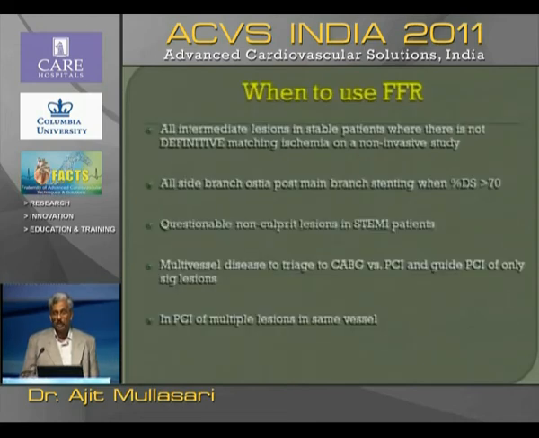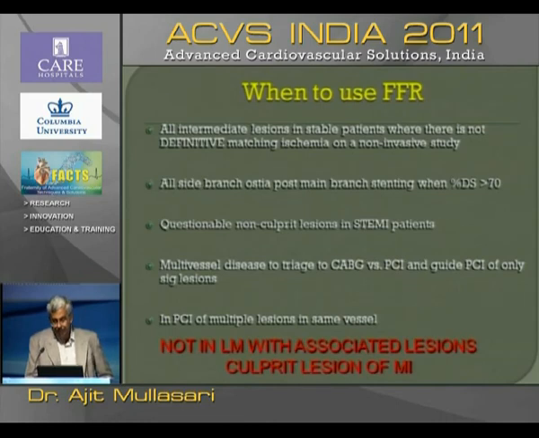And today, an important issue to look at is late stent malapposition, especially in the BVS era. So when do I use FFR? I use FFR in all intermediate lesions in stable patients where there is no definite matching ischemia in a non-invasive study. Also for side branch ostia post main branch stenting when percentage stenosis is more than 70, questionable non-culprit lesions in STEMI patients, multivessel disease to triage CABG versus PCI, and in PCI, multiple lesions in the same vessel. I would not use it in left main with associated lesions and culprit lesion of MI.